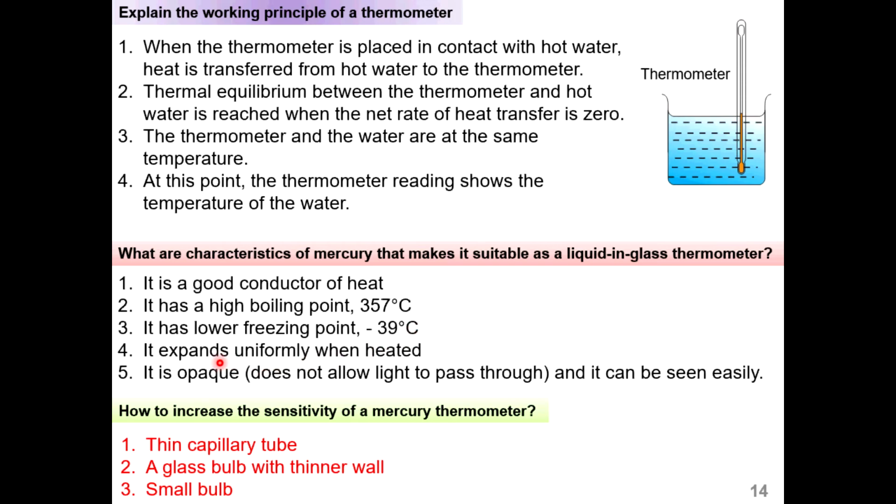And mercury also expands uniformly when heated, and it is opaque, so it means that it can be seen easily. So these are the 5 important characteristics for the liquid that can be used in a liquid in glass thermometer. Remember these 5 important points. And then how to increase the sensitivity of the mercury thermometer? Number 1, use a thinner glass capillary tube. Number 2, use a thinner wall glass bulb, and then use a smaller bulb.